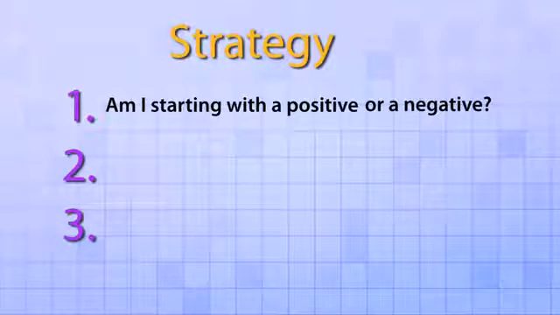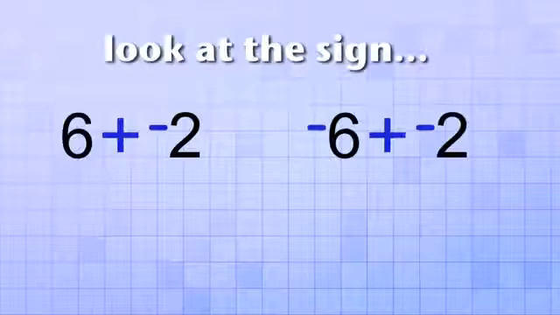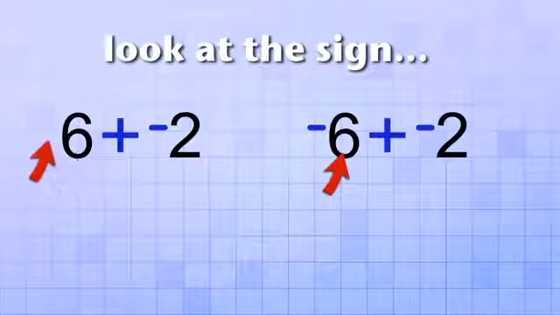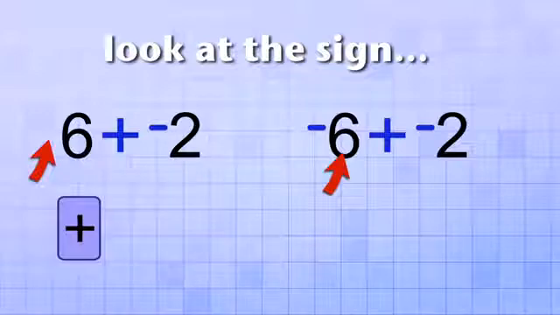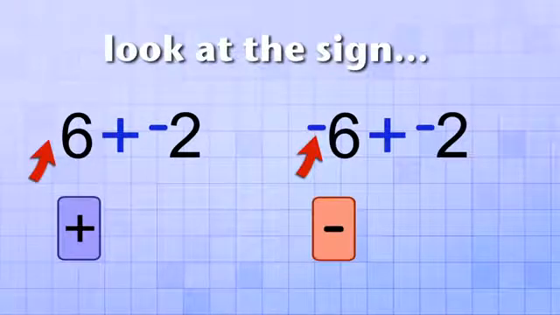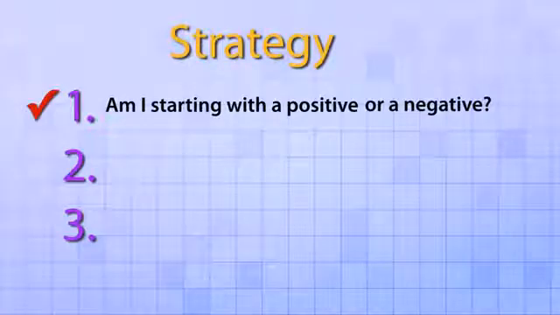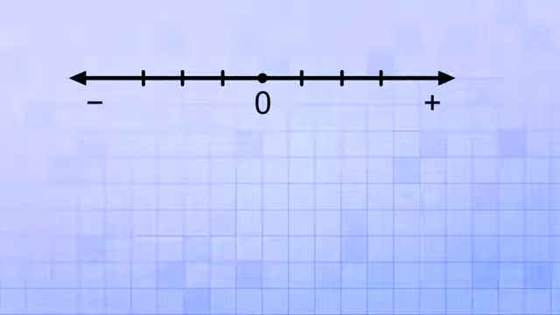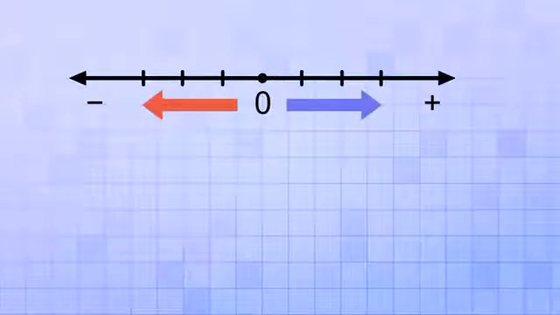This question's easy to answer because all you have to do is look at the sign in front of the first number of the problem. If there's no sign, then you're starting with a positive number. But if there's a minus sign, then you're starting with a negative number. Once you know what you're starting with, the next question to ask is, am I making it bigger or smaller? In other words, is what you're adding or subtracting going to make the value move in the positive direction of the number line or the negative direction?